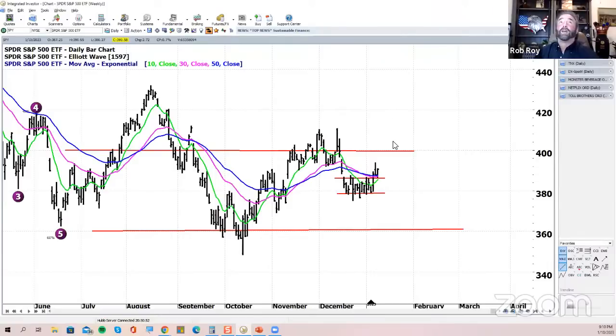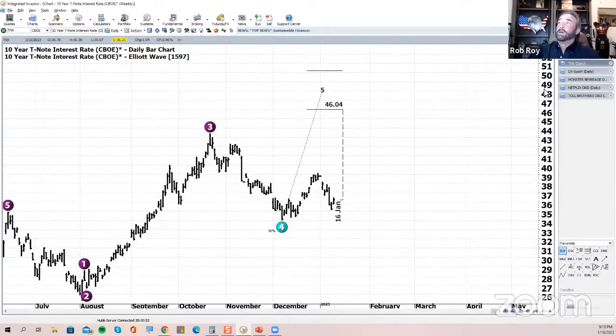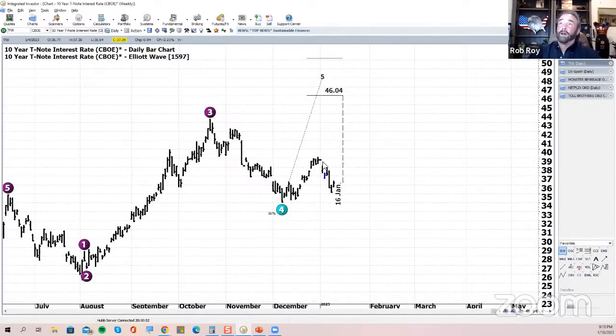So not much else to say about the S&P. Let's take a look at interest rates, and then we'll get into the other markets and get caught up there. Interest rates coming back down.